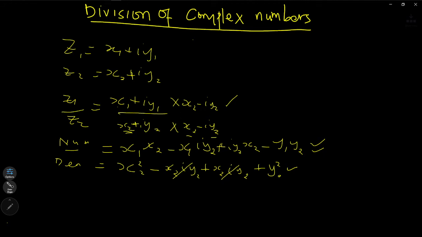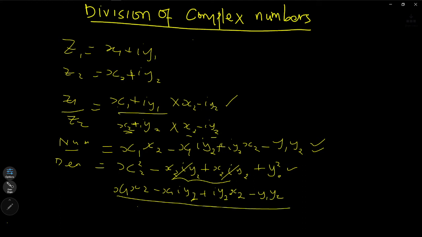But as you can see, the denominator has values that are going to give us a zero. So x2 iy2 plus x2 iy2, when we add these two numbers, we are going to get a zero. So the denominator shall only have x2 squared plus y2 squared. So to combine these values, we are going to have x1 x2 minus x1 iy2 then plus iy2 x2 minus y1 y2, then we are dividing by x2 squared plus y2 squared.